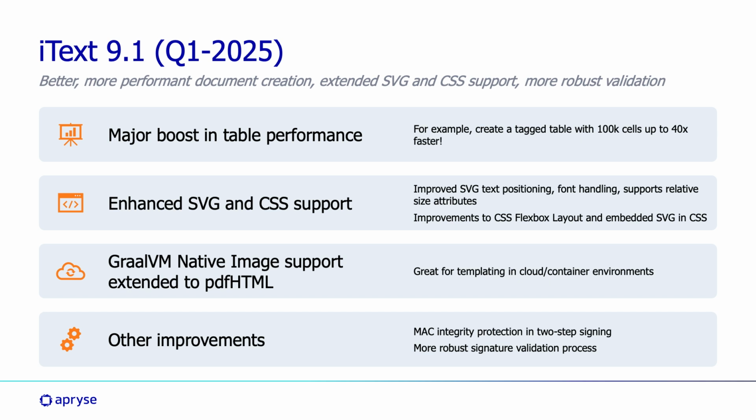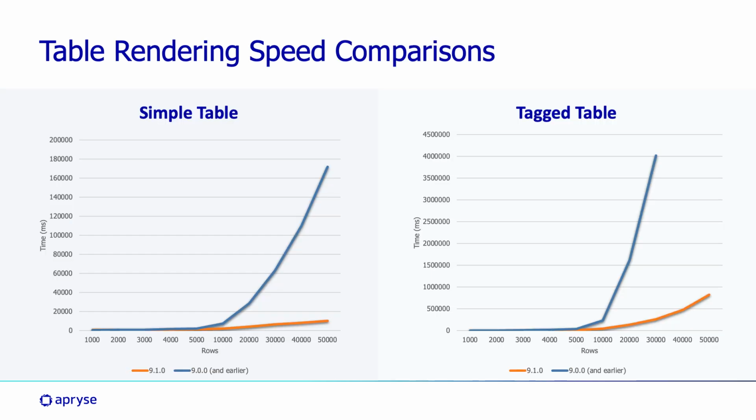And yeah, for me personally, that's the major thing for 9.1, even though it wasn't on our roadmap. And then we've continued to improve our SVG and CSS support, GraalVM, and some random stuff. But we'll go individually through these points in the next slides. So look at this. It's pretty wild. You can see on the left-hand side how much we've improved table creation.